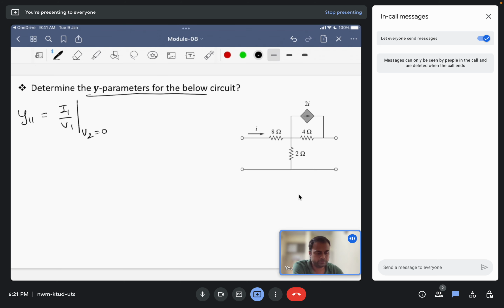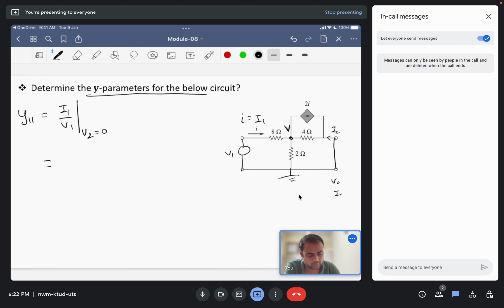So V2 is 0 means that we have short circuited this part. These are V2 and I2 portions, so this is I2 and this is I1, and we have calculated source V1 here. Small i is nothing but I1. Let us consider this as a node and this as the ground.